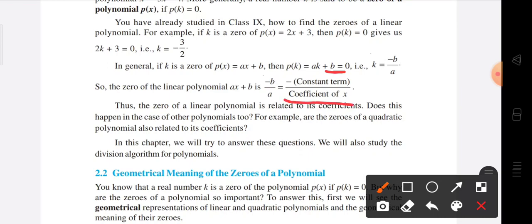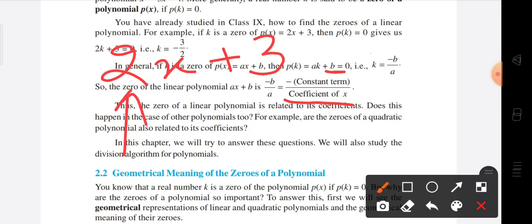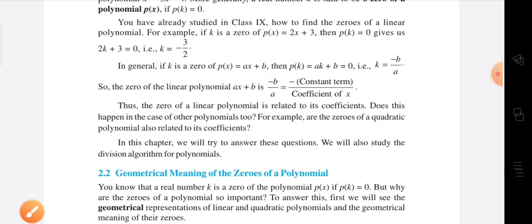Now we already discussed in class 9 that suppose the equation is 2x plus 3, then we can say that 2 is the coefficient of x and 3 is the constant term. If in place of plus it is minus, then I will say that the constant term is minus 3. We have to consider the sign along with the coefficient. Clear? So now we will proceed to geometrical representation.